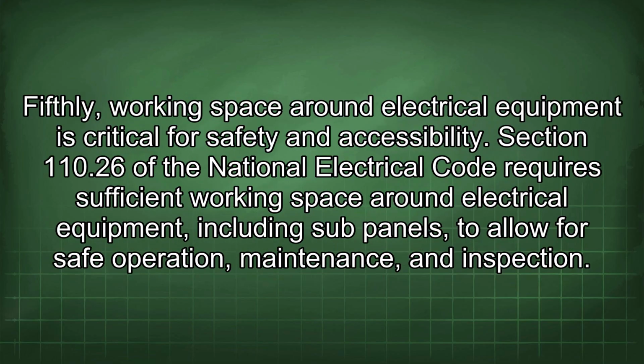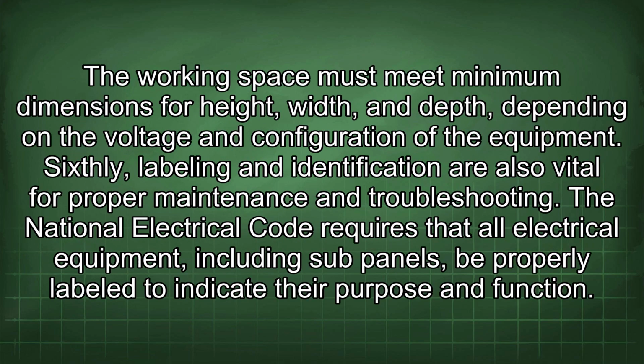Fifthly, working space around electrical equipment is critical for safety and accessibility. Section 110.26 of the National Electrical Code requires sufficient working space around electrical equipment, including subpanels, to allow for safe operation, maintenance, and inspection. The working space must meet minimum dimensions for height, width, and depth, depending on the voltage and configuration of the equipment.